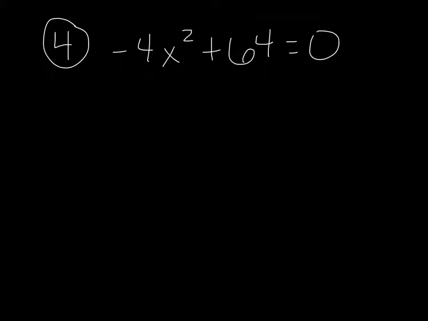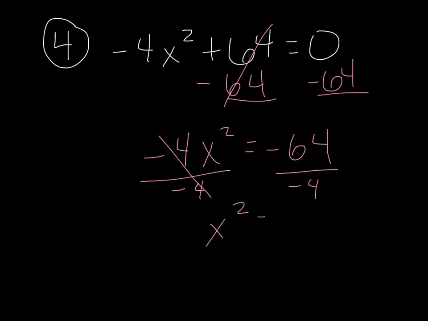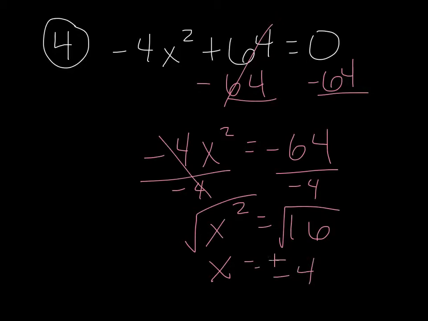And last one we're going to do today, negative 4x² plus 64 equals 0. Again, we don't have a term with just an x, so we get our x² by itself. So you have negative 4x² equals negative 64. Divide both sides by negative 4. So x² equals 16. Square root both sides. So x equals plus or minus 4.